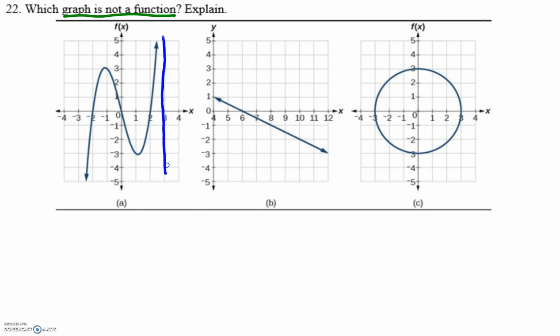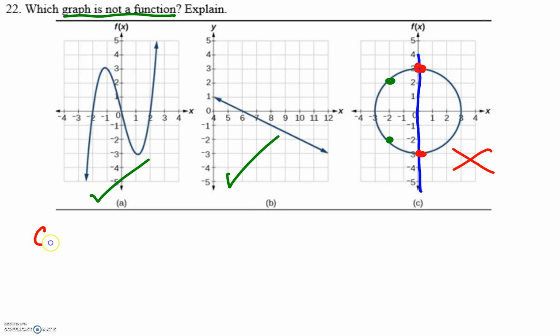No matter where I put this imaginary vertical line, it's going to intersect that graph only once, so yes, it is a function. For here, as I slide it along, it only crosses once, so it is a function. For here, if I put it right there, it does cross once, but as soon as I drag it, you should notice that it's going to hit twice. So if you notice that it hits twice or more than once at any time, we say it is not a function. So C is not a function.